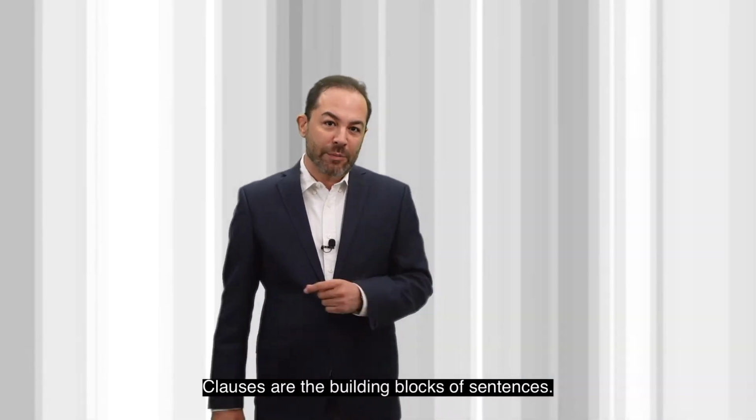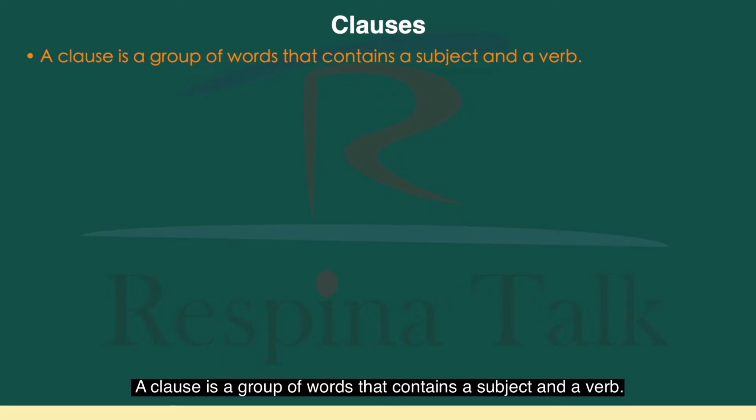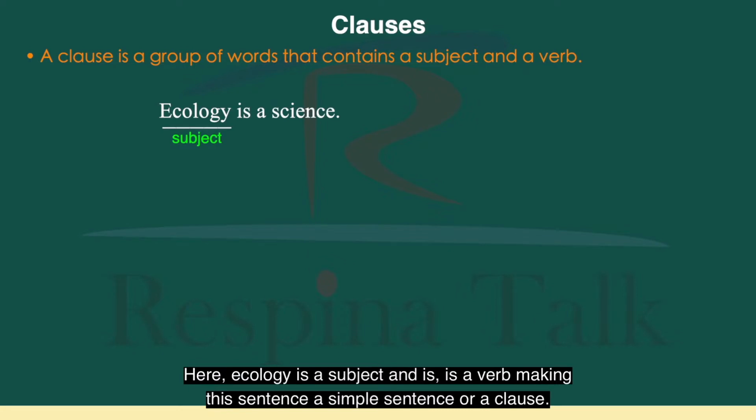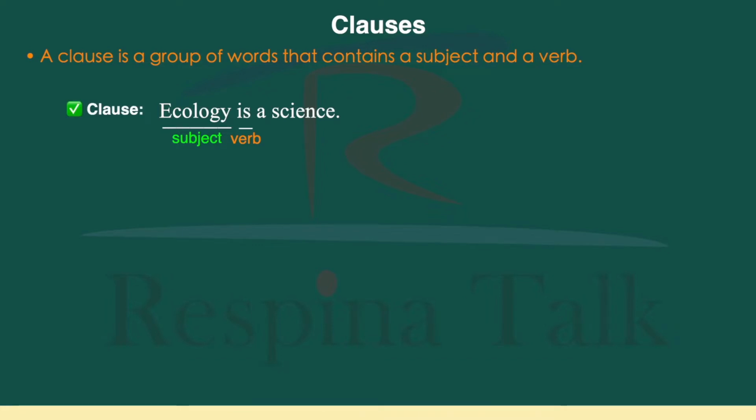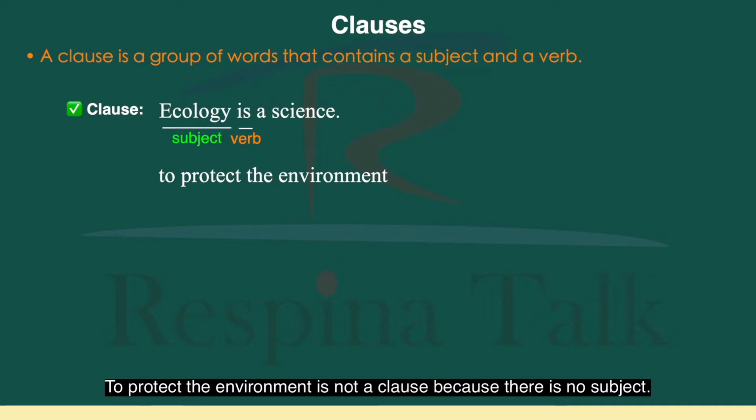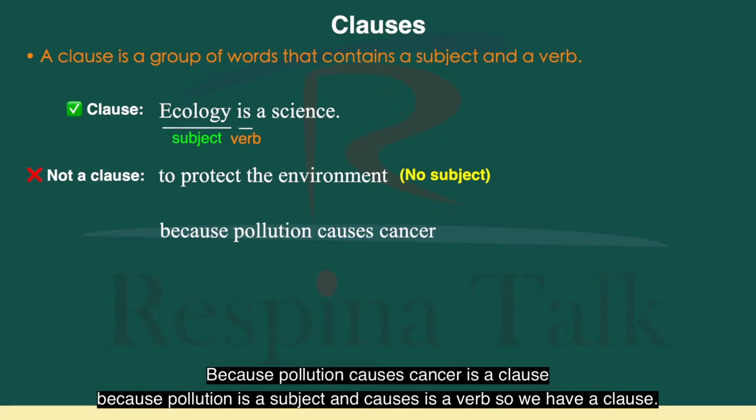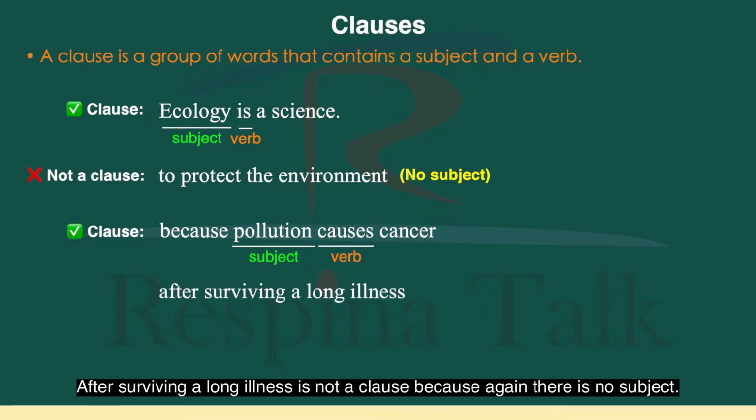Clauses are the building blocks of sentences. A clause is a group of words that contains a subject and a verb. Here, ecology is a subject and is a verb, making the sentence a simple sentence or a clause. To protect the environment is not a clause because there is no subject. Because pollution causes cancer is a clause because pollution is a subject and causes is a verb. So we have a clause. After surviving a long illness is not a clause because, again, there is no subject.